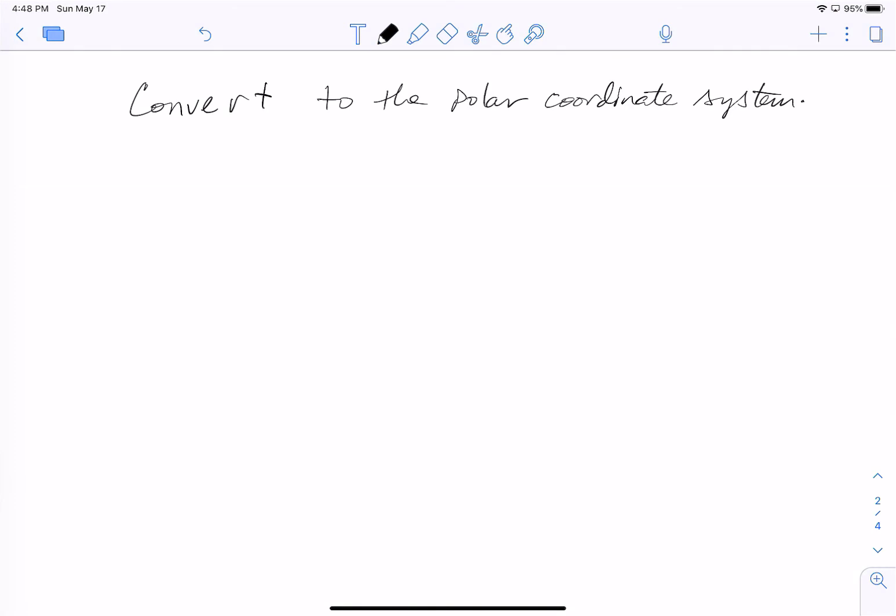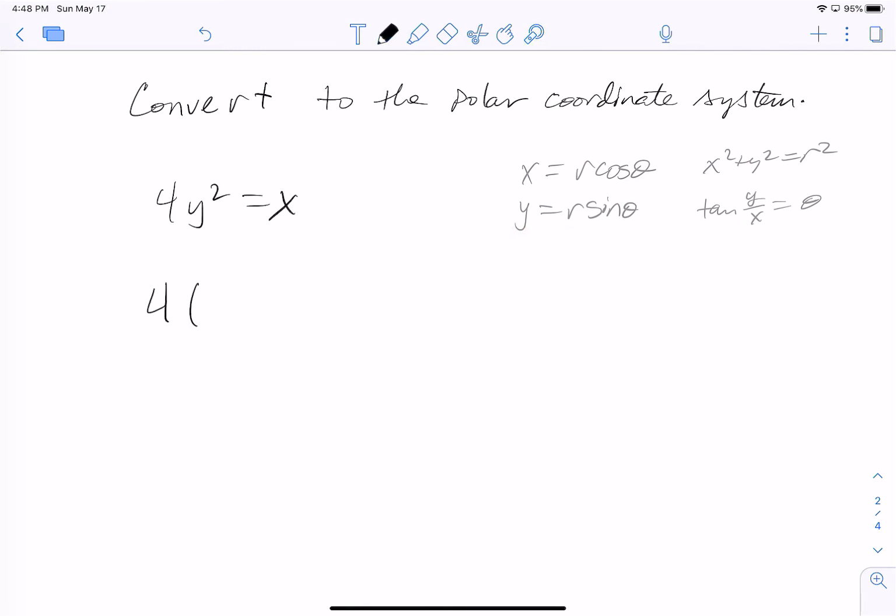Now we're going to go the other way and convert to the polar coordinate system. We again have our conversion factors. Our equation here is going to be 4y squared is equal to x. Now, since y is equal to r sine theta, we're going to have 4r squared sine squared of theta is equal to, and then on the right hand side we have x, which is r times the cosine of theta.